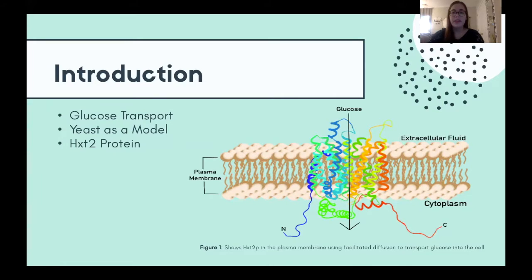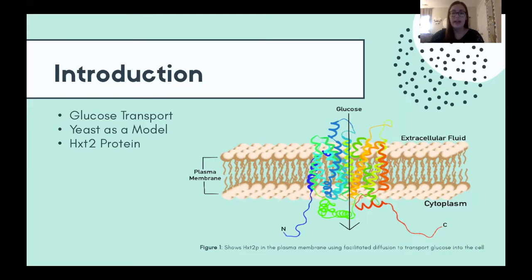Yeast has 20 known hexose transporter proteins. These proteins have a 12 transmembrane domain with the N-C termini located in the cytosol, where they are able to move freely. Yeast is able to tolerate a wide variety of glucose levels because glucose transport occurs by two distinct systems, one that has a high affinity for glucose and one that has a low affinity for glucose. The four main proteins we normally look at are HXT1, HXT2, HXT3, and HXT4. My protein of interest for this study, however, is HXT2.